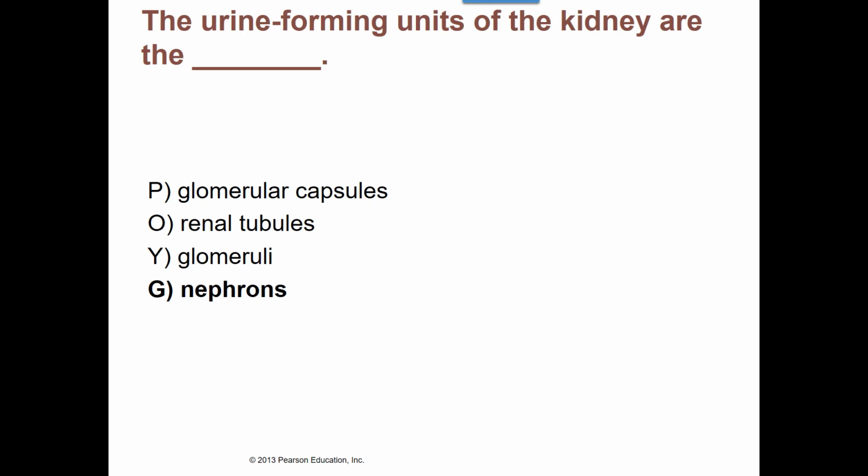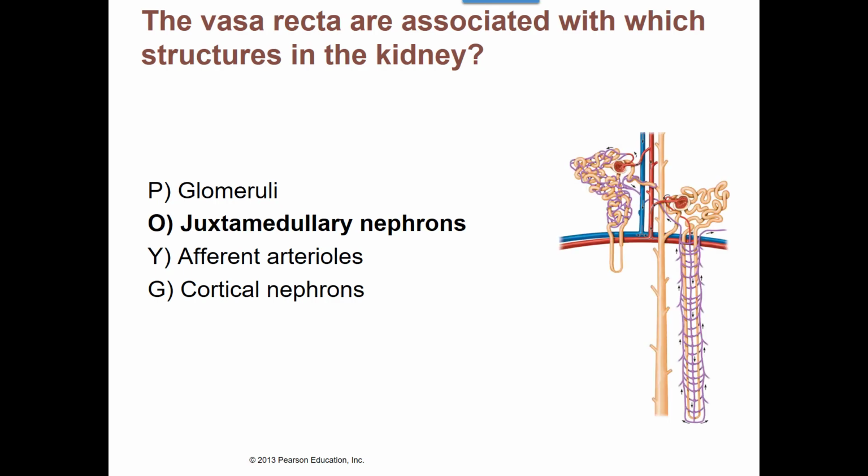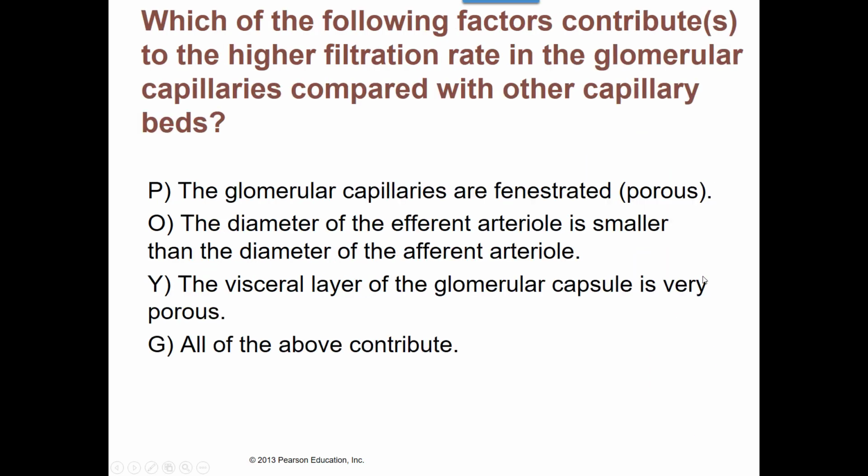Which of the following factors contributes to the high filtration rate in the glomerular capillaries compared to other capillary beds? What allows that high filtration rate to happen in the glomerular capillaries? Well, it's all of them. Your capillaries are porous. The diameter of the efferent that leaves is smaller than the diameter of the afferent, the one that goes in, and the glomerular capsule is also porous. So we've got lots of things that have holes. We have a nice high blood pressure. All of it contributes to the high filtration rate.